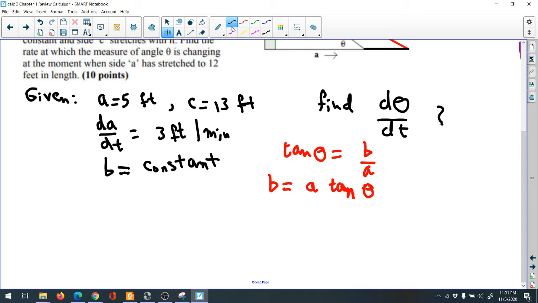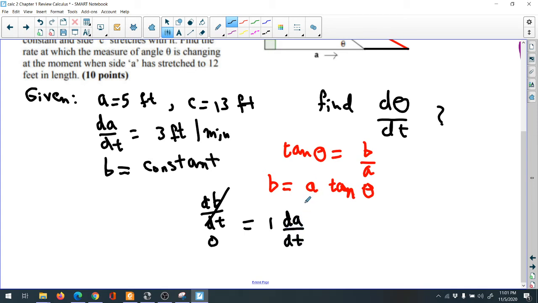So let's do the derivative first. Take the derivative of both sides. The derivative of B with respect to time, and this is constant, will be 0. Then the derivative of A tangent theta: that's u, that's v, u prime v plus u v prime, the product formula. The derivative of the first, which is 1, but you still have to mention dA with respect to t.